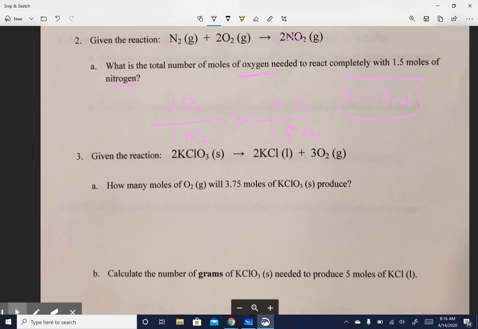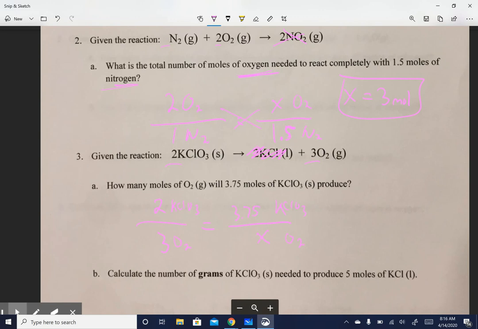How many moles of O2 will 3.75 moles of KClO3 produce? So now, again, we don't care about this one. We care about the 3 and the 2. So it's 2 to 3, and my 2 is KClO3. My 3 is my O2. So over here, it's the same thing, KClO3, O2.